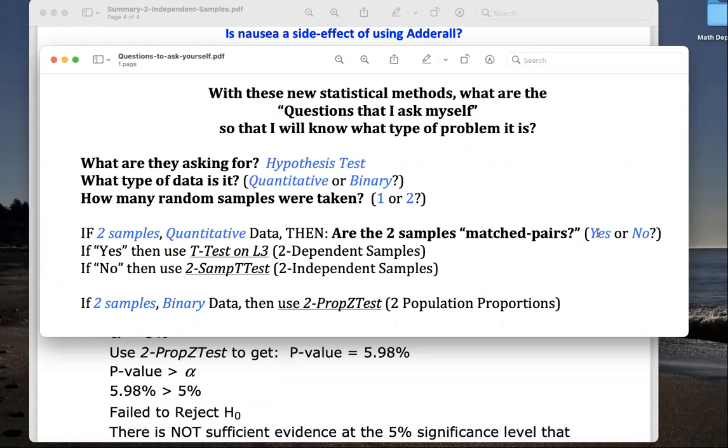Now, if the answer was yes, like with checking the clarity in the lake, then you're going to do a t-test on the differences like we did. But if it's like the paper towels and the answer is no, because they're independent samples, you're going to use a two-sample t-test. Now, if you said it was two samples but binary data, then you're going to do what we just did, using a two-prop z-test to see if there was a significant side effect of nauseousness with taking Adderall.